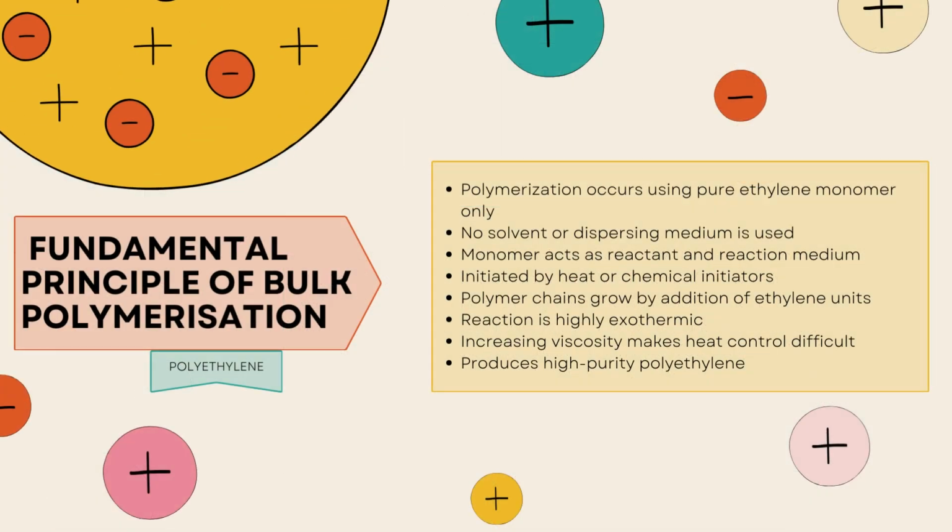So this is the principle of bulk polymerization for PE. Polymerization occurs using pure ethylene monomer only. No solvent or dispersing medium is used. The monomer acts as reactant and reaction medium. It is initiated by heat or chemical initiators. Polymer chains grow by addition of ethylene units. The reaction is highly exothermic. In PE, increasing viscosity makes heat control difficult. The last one is that it produces high purity polymer.